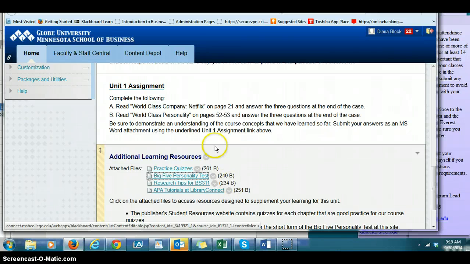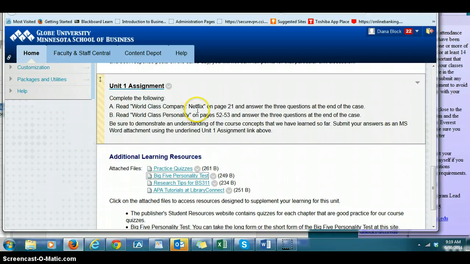So the assignments that you're going to do this week: the chapter 1 assignment is about a company called Netflix, and you'll read a short article at the end of the chapter about Netflix, and then answer the questions at the end of the case.